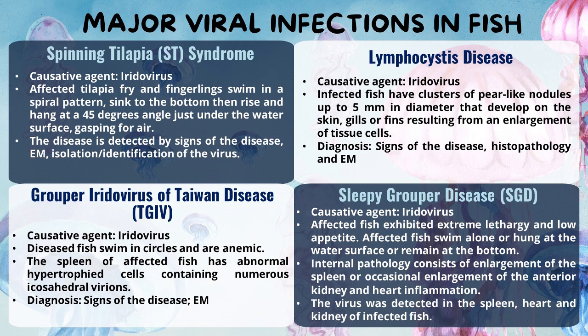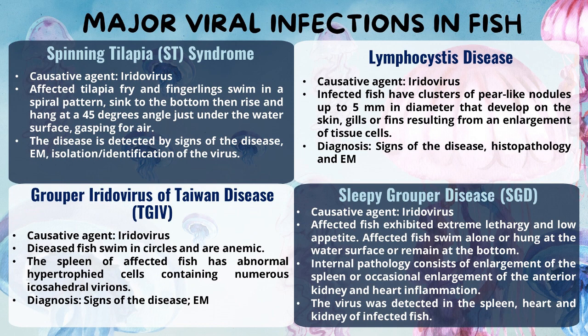Affected tilapia fry and fingerlings swim in a spiral pattern, sink to the bottom, then rise and hang at a 45 degree angle just under the water surface, gasping for air. They do not feed and are darker in color. Tilapia manifesting the spinning syndrome die within 24 hours of onset.